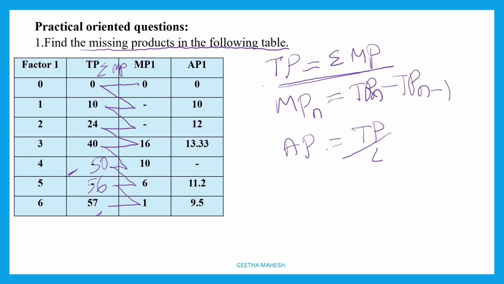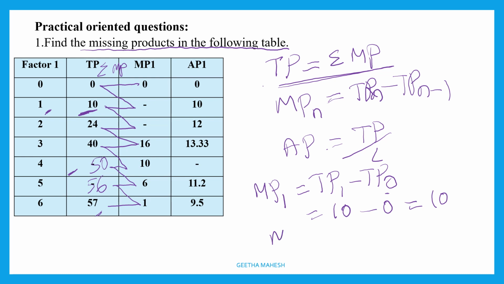Now, we need to find the marginal product. See here, we need to find the marginal product of the first factor. Let us consider marginal product of 1 is equal to total product of 1 minus total product of 1 minus 1, which you can consider as 0. So, here you can write down 0. What is the total product of the first unit? That is 10. What is the total product of 0? That is 0. So, this is equal to 10.